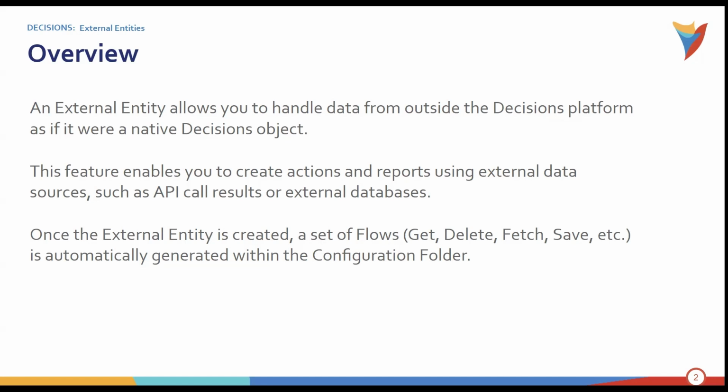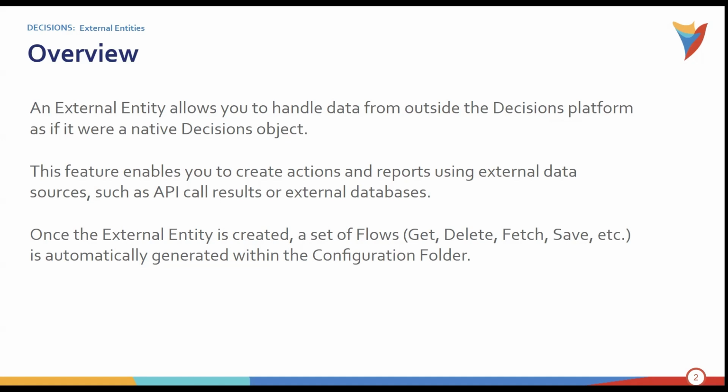Imagine you have data outside of Decisions, like results from an API call or any external database or any external table. What if you could treat this external data as if it were a Decisions object? Can we do this? Yes, with an external entity, we can do just that. So we can go ahead and create the external entity. This will let us integrate our external data seamlessly.